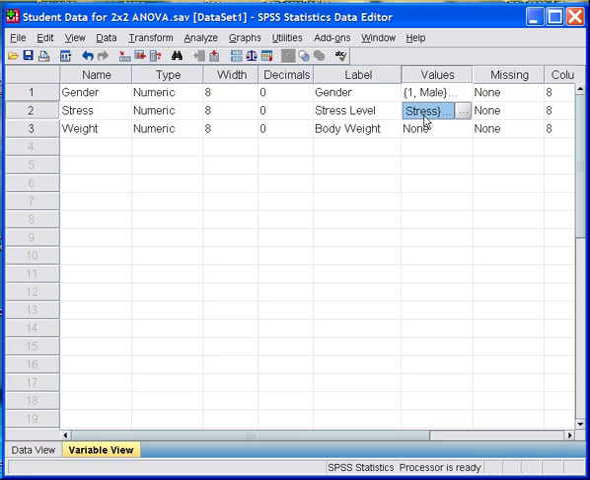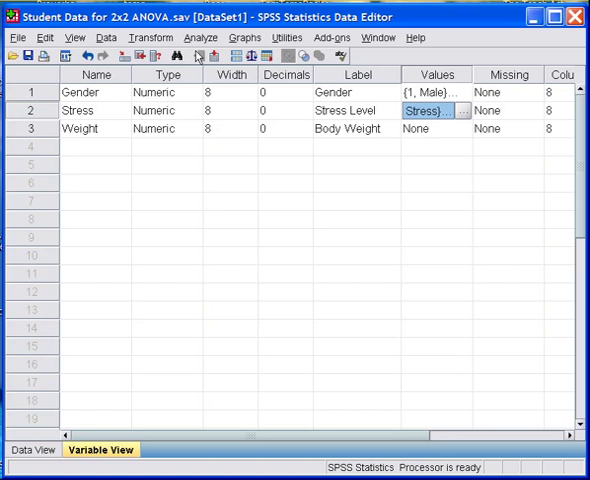Finally, we'll explore whether there's an interaction between gender and stress. By this I mean, are males who are highly stressed experiencing a greater weight gain compared to females who are highly stressed? Let's go ahead and do the data analysis.